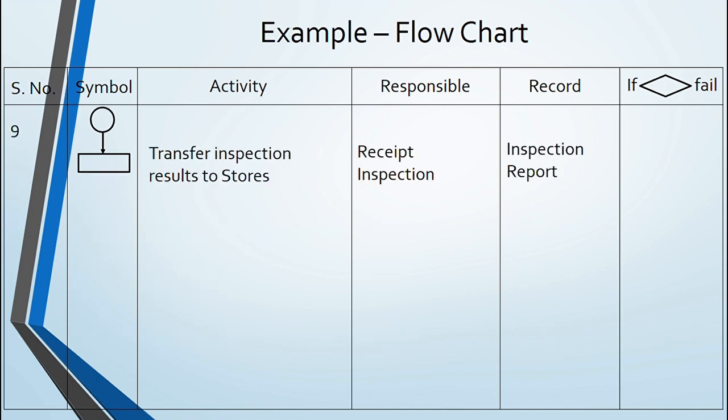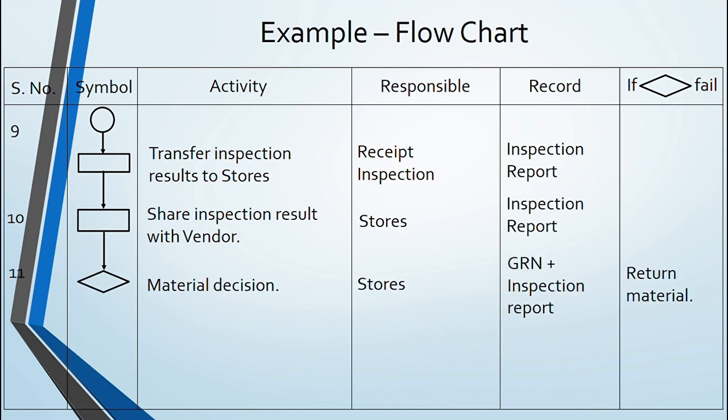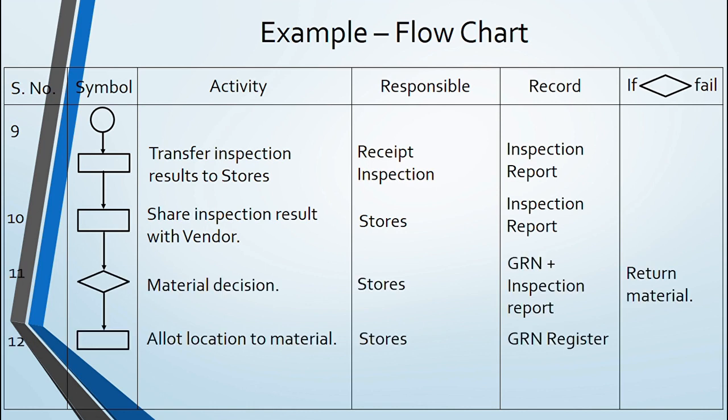Further, the process of sharing the inspection result with stores and the vendor until the material decision is also covered. Finally, material gets allotted a location and gets stored. So here we have built a flowchart abiding by all the rules we discussed earlier.